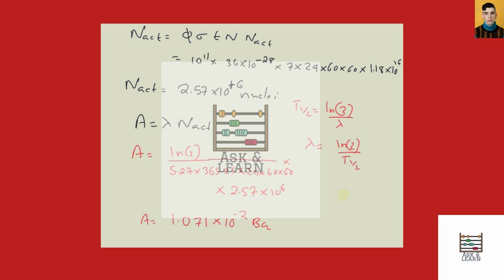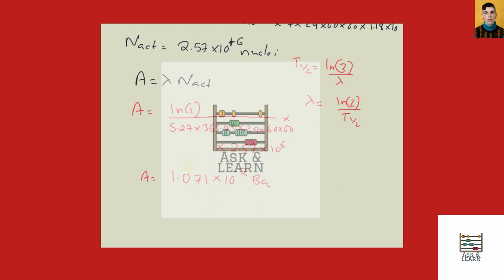So you can multiply to find out in microcuries. You can multiply becquerel, so activity will be equal to 1.071 times 10 to the power minus 2 times 2.7 times 10 to the power minus 11 to convert it into microcuries. So you will get activity will be equal to 2.89 times 10 to the power minus 13 microcurie. So that is the solution.